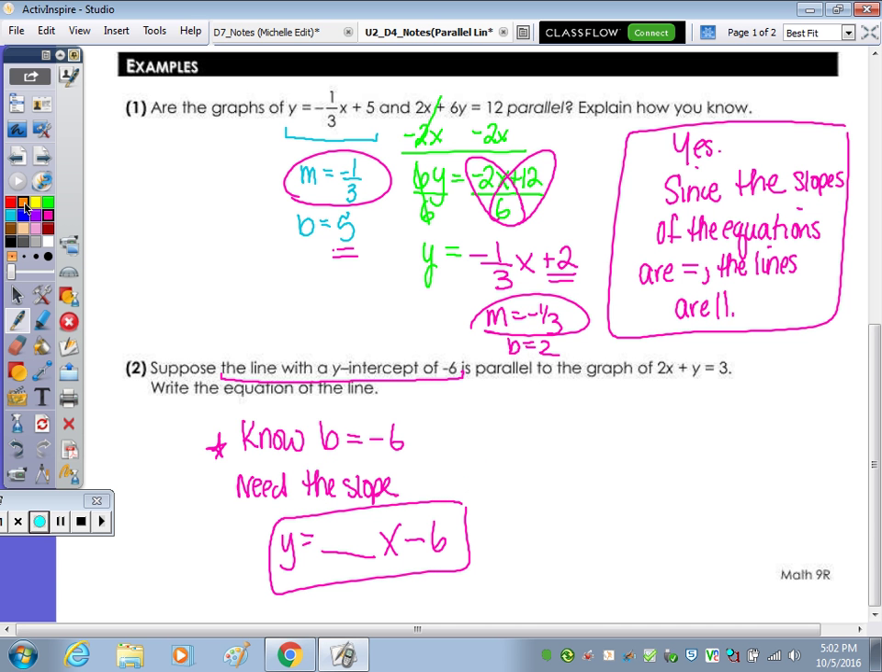To determine the slope, I need to look at the equation that's given because my line is parallel to that. If I know the slope of this, I know the slope of my line. So to solve for y, I'm going to subtract the 2x, and y equals negative 2x plus 3. This is what I want, the slope, so I'm going to put my slope of negative 2 here. And we're done.